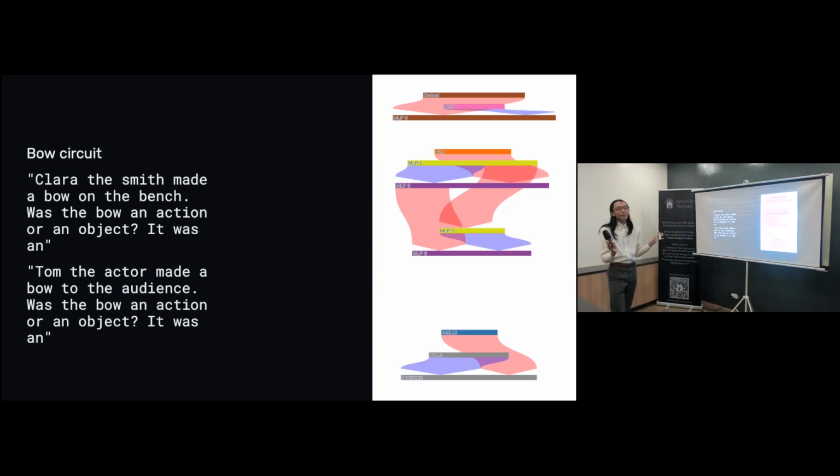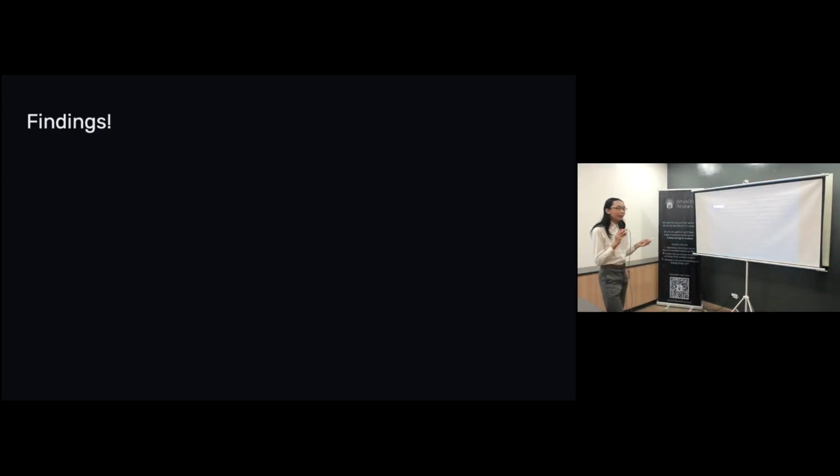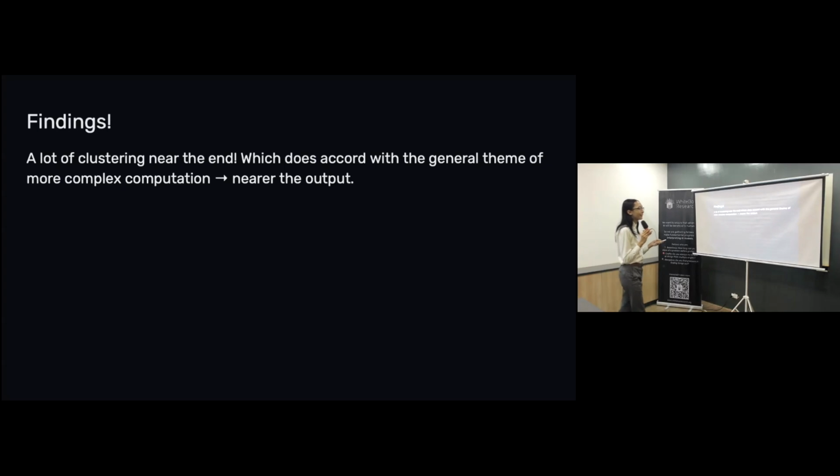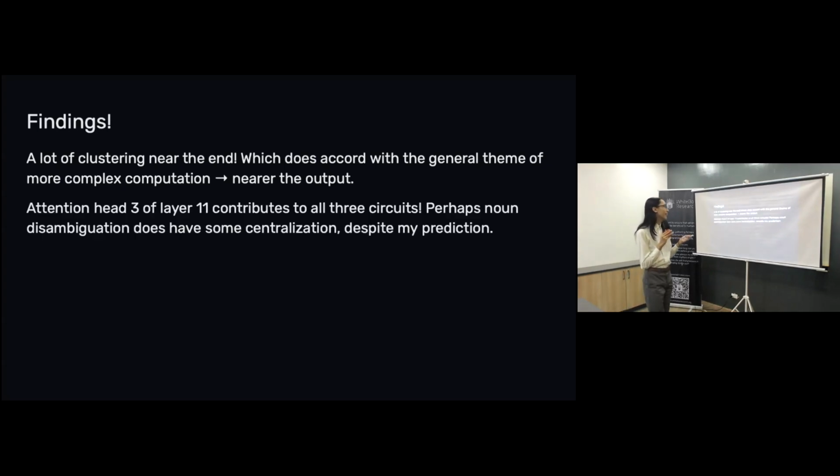And I'm not sure why this is the case, but I think it has to do with the fact that here I made two separate changes. I changed this Clara the Smith and then Tom the actor, and then here I also changed the latter clause. So now I'm going to move on to my findings, which is that again, we have a lot of clustering near the end.